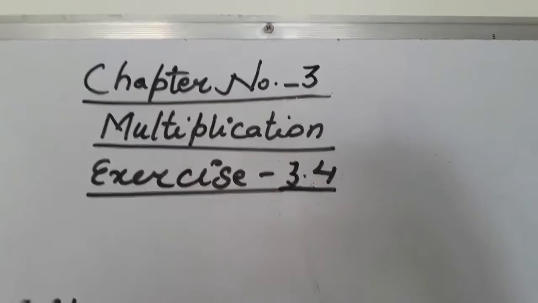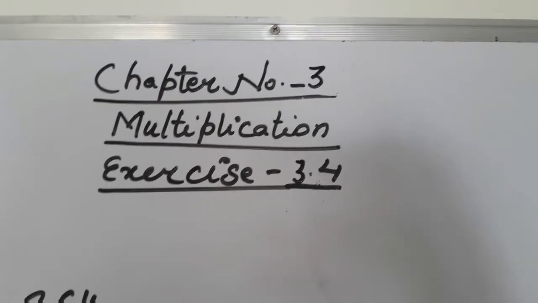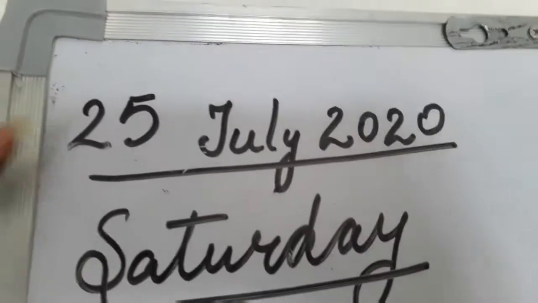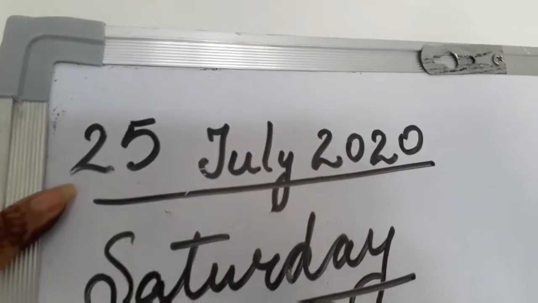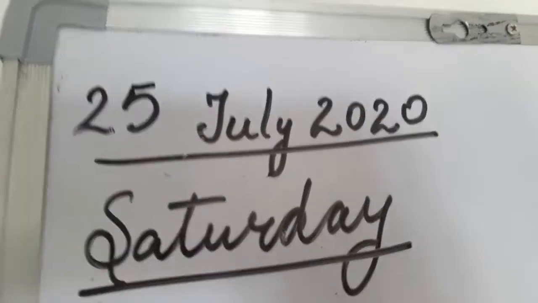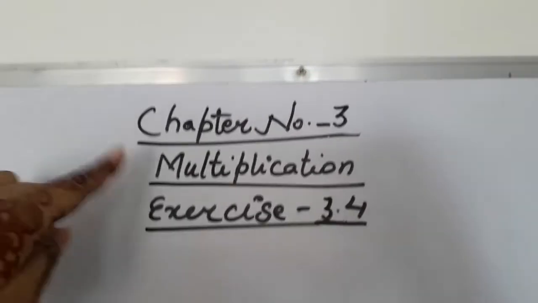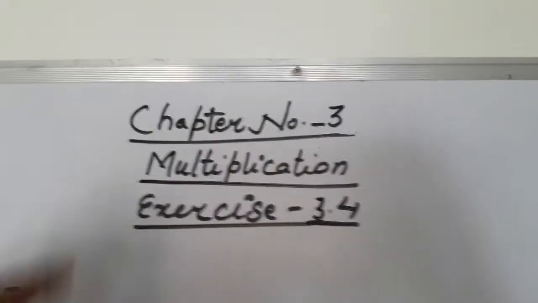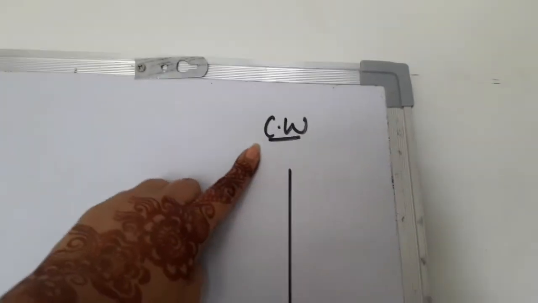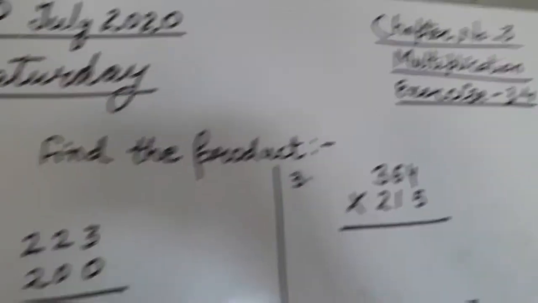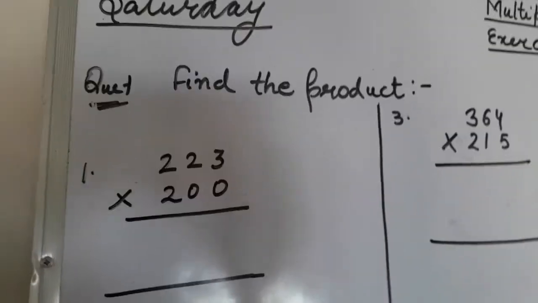As you already know, we are doing our chapter number 3, multiplication, and today I will continue with the exercise 3.4. Firstly, write your date like this: 25 July 2020, and write down Saturday. Then write your headings without leaving any line, draw them, underline them, and write the classwork at the right corner of your page and draw one margin line. Right? Now, your first question of exercise 3.4 is find the product.